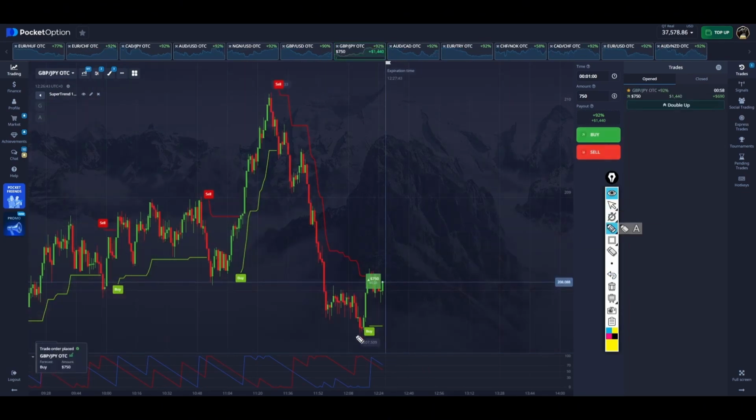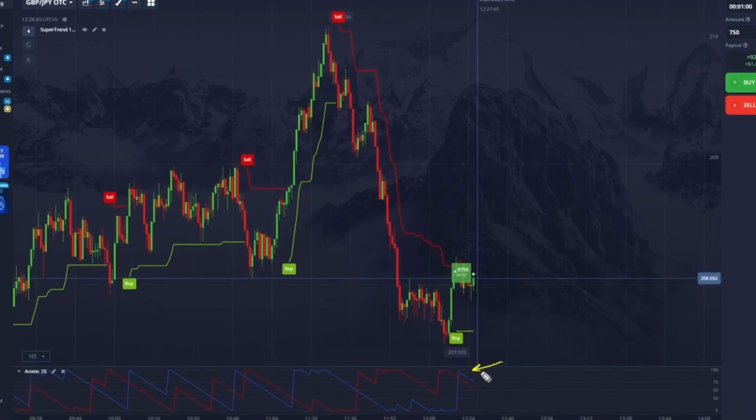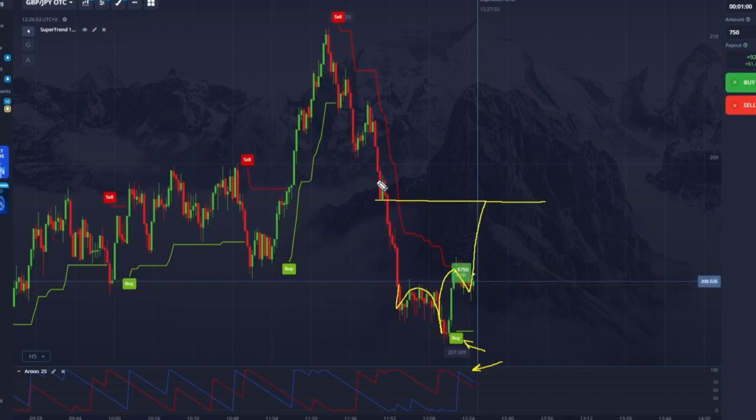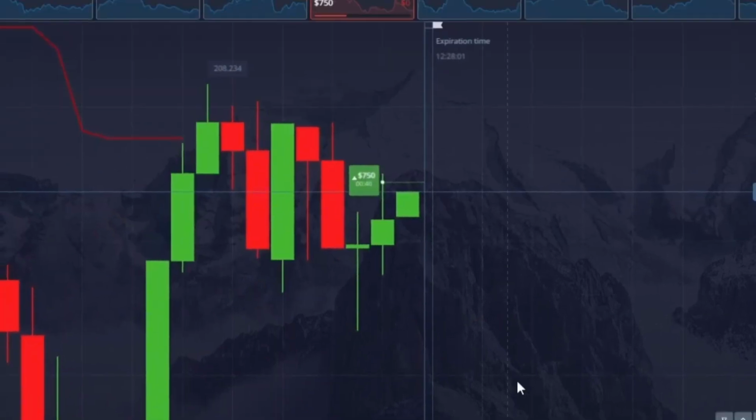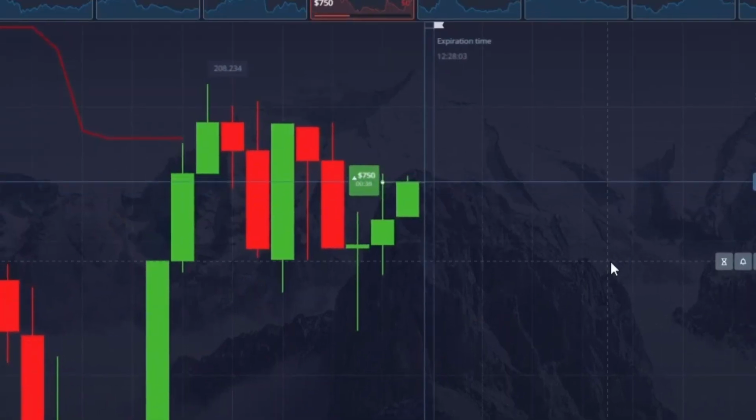And here comes the next setup, the currency pair British pound, Japanese yen. This is a buy trade. As you can see, there is buyer dominance according to the Aroon indicator and a new signal from the Supertrend, although it's slightly counter trend. There is still room for the price to move, so anything is possible. Let's watch how this trade closes.